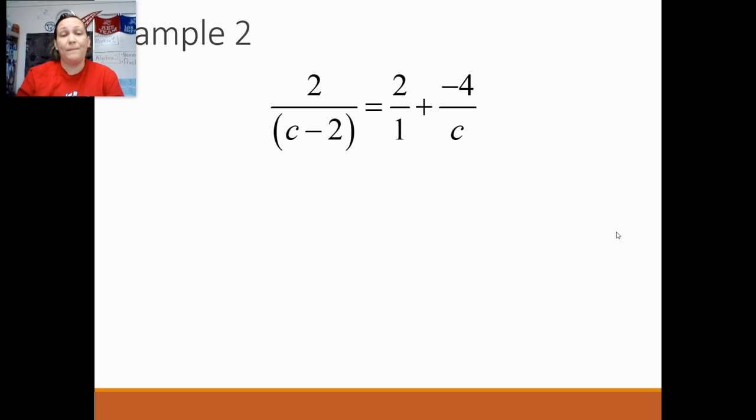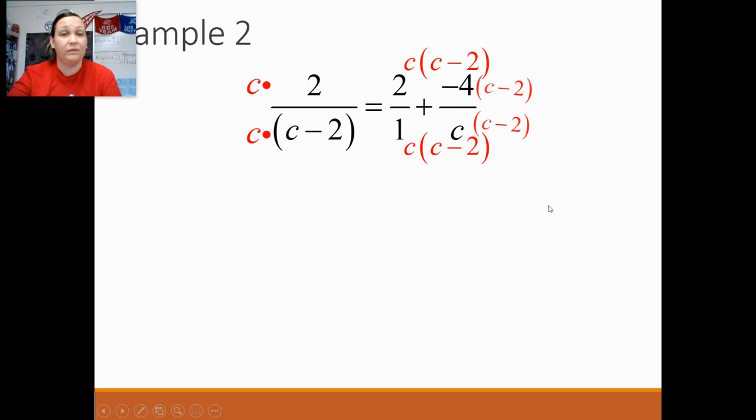Okay, in this problem, my common denominator needs to include the parentheses, the c minus 2, and the c that's not in the parentheses. So those are completely different c's. So for your LCD, it is an outside c and then the c minus 2. That means that we'll need to multiply our first fraction by the outside c. This whole number, again, is going to need to be multiplied by the entire common denominator, the c and the c minus 2. And then the last fraction already has the outside c. It just needs the parentheses part, the c minus 2.